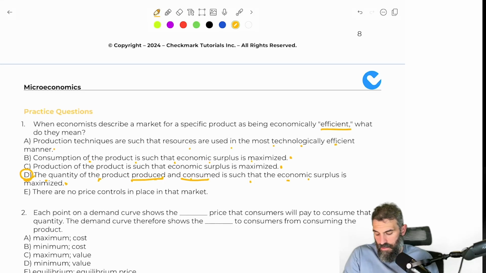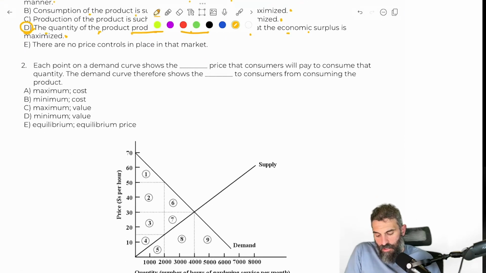Number 2, each point on the demand curve shows: okay, we talked about this. Every point on the demand curve shows the maximum price that people are willing to pay. That's the value. So it's not minimum. This is the maximum price someone's willing to pay. The demand curve therefore shows the value placed on the product.